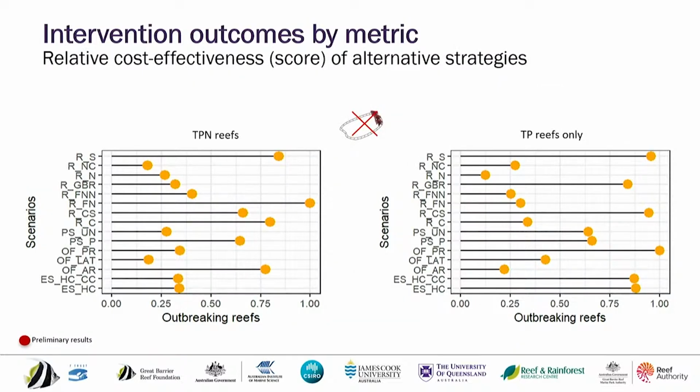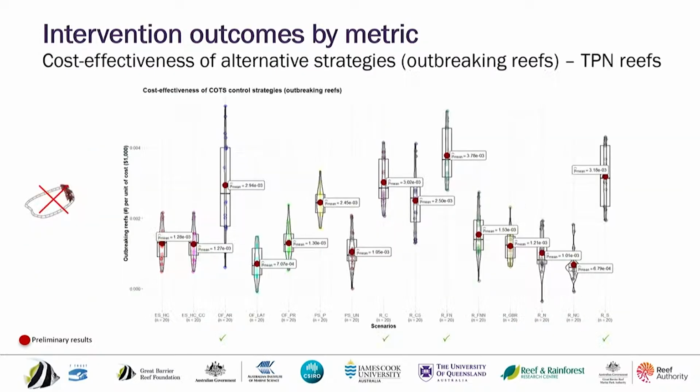So here we do indeed see that if we only focus on priority reefs, we would choose a different strategy if we want to maximize avoiding outbreaking reefs. And again, we looked at distributions. Those with green ticks are the best ones, and they are not statistically different from each other, but from all other strategies. And if you look at the first green tick, the OFAR strategy has a very wide distribution, so much more uncertain than, for example, the far north, RFN, the third one.